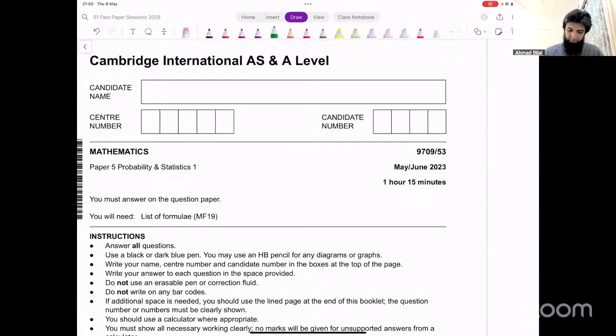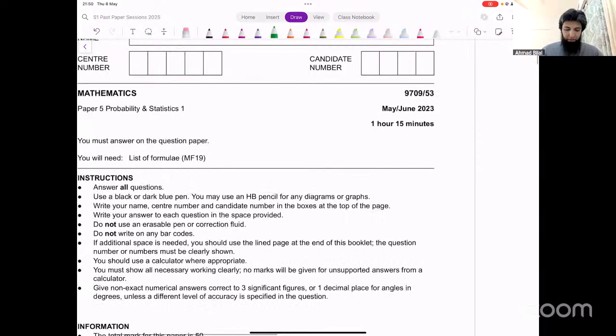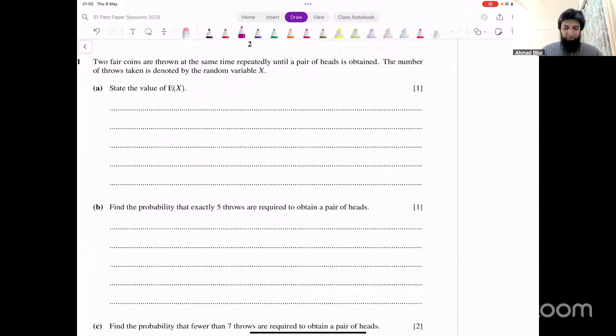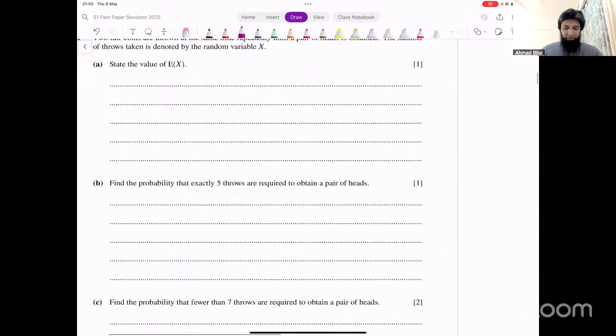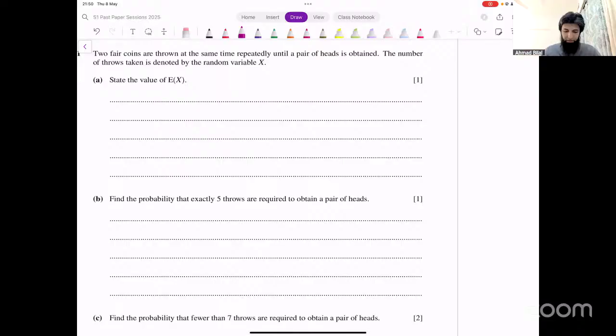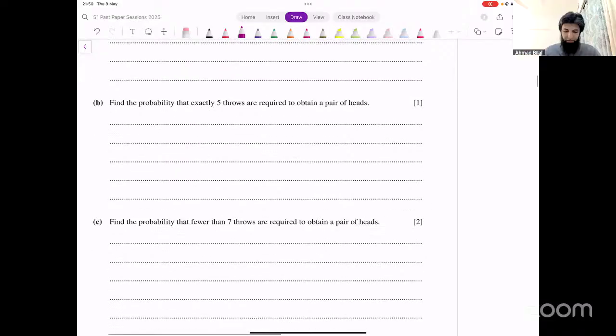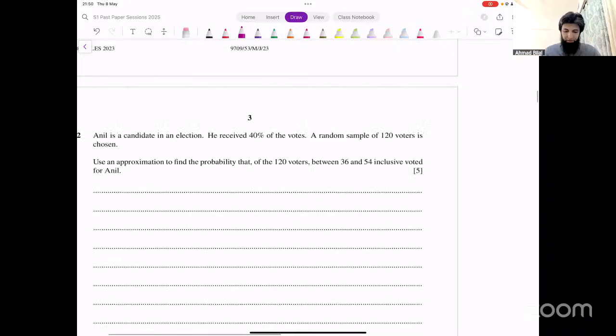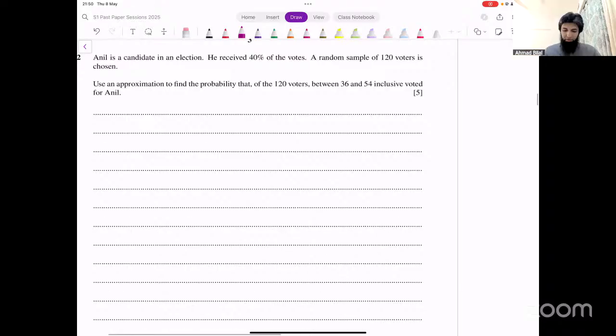Questions 2 and 6. Okay. What about this now? 2 fair coins are thrown at the same time repeatedly. Okay, so we don't have to do this. That's not what you asked about. The first question is really straightforward. It's just geometric, first of all. And then in the last part, you've got geometric as well. So this whole question is geometric. Okay, question number 2 is the first one that you're asking about.